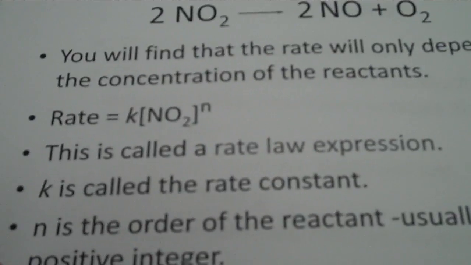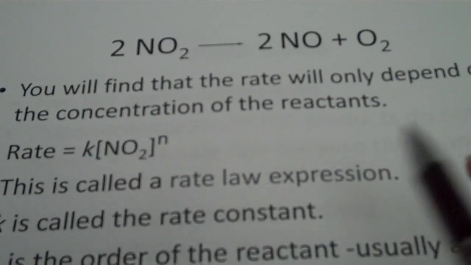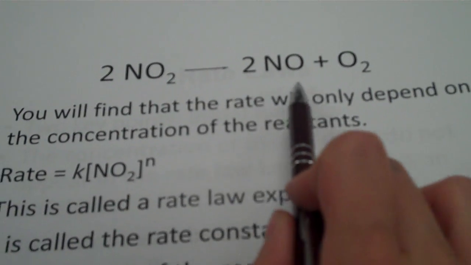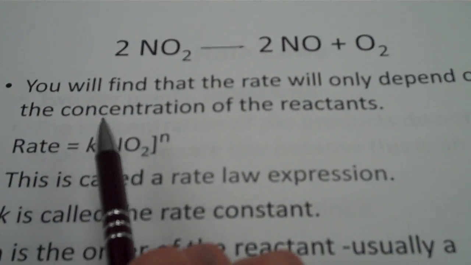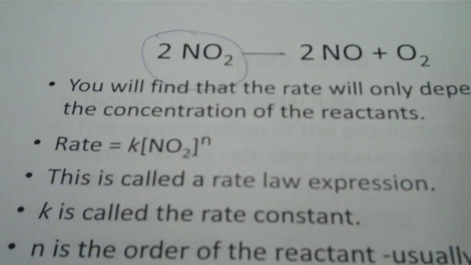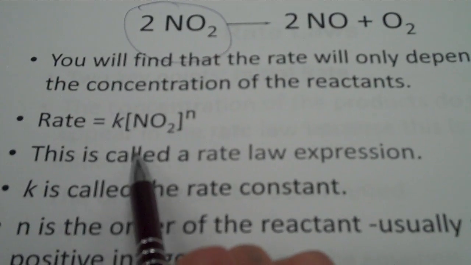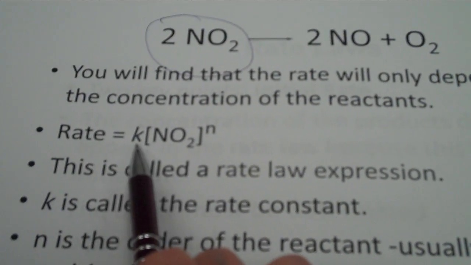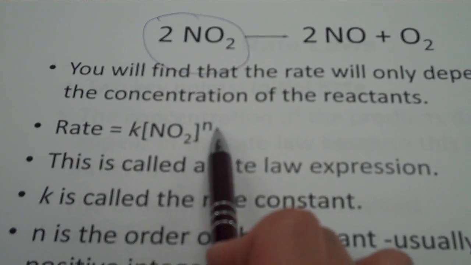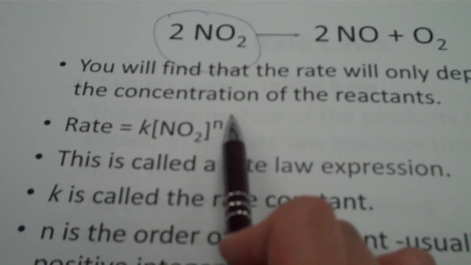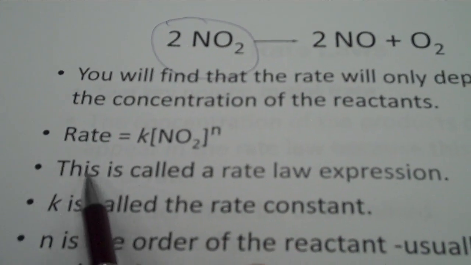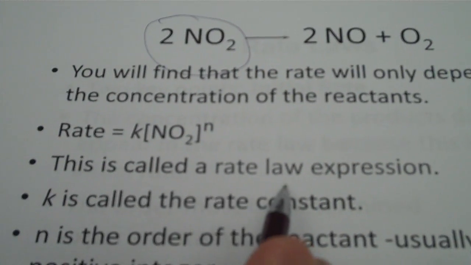So let's go back and look at this. So here we have a reaction. Okay, we have 2 nitrogen dioxides react to make 2 nitrogen monoxides and oxygen. So you will find that the rate will only depend on the concentration of the reactants. Again, reactants are on the left, so that's what we're going to look at. So rate is going to equal K, and the concentration of our reactant NO2. And then it's going to be raised to some power. This is what we call an order. Again, we cannot determine the order unless it's done experimentally or we're given that data. We'll talk about that. So this is a rate law expression.